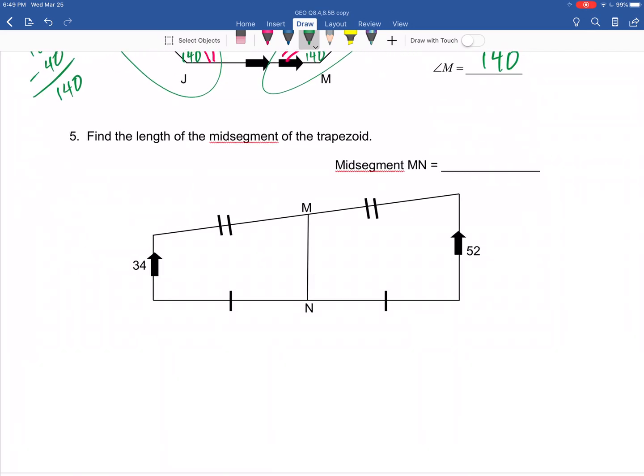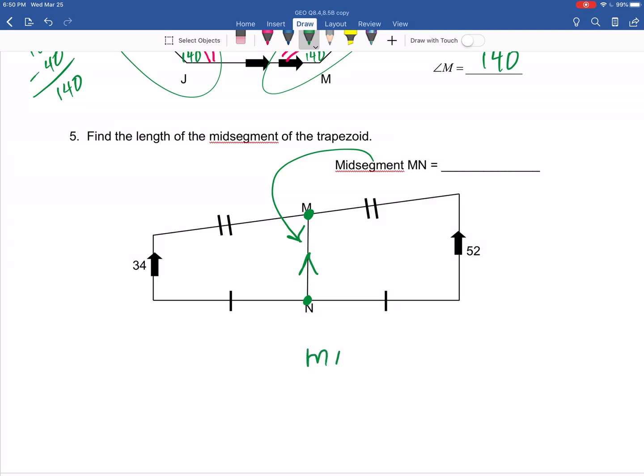Okay, what do we got here? We got a trapezoid. The left and right sides are the bases. That MN, it goes from a midpoint to another midpoint. It is the midsegment right there. What do we know about it? Yes, it is parallel to the bases, but its length is the average of the two bases.